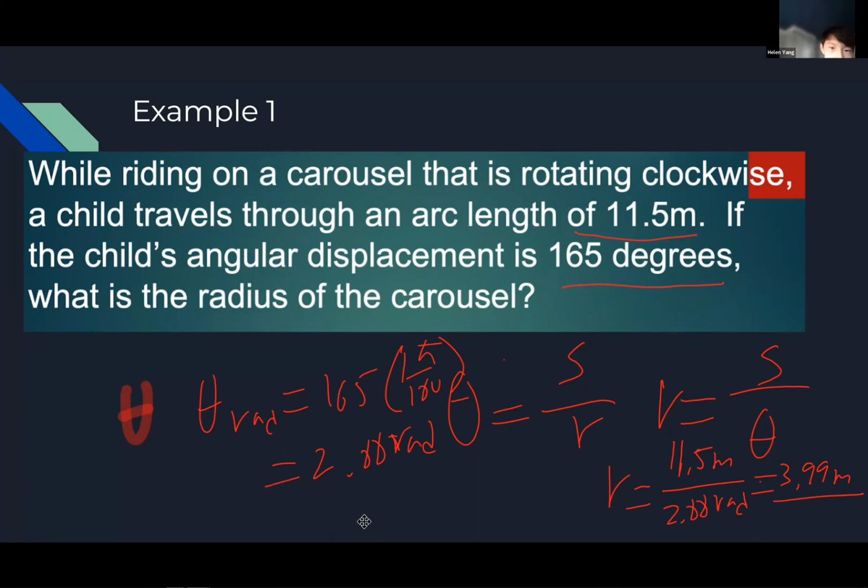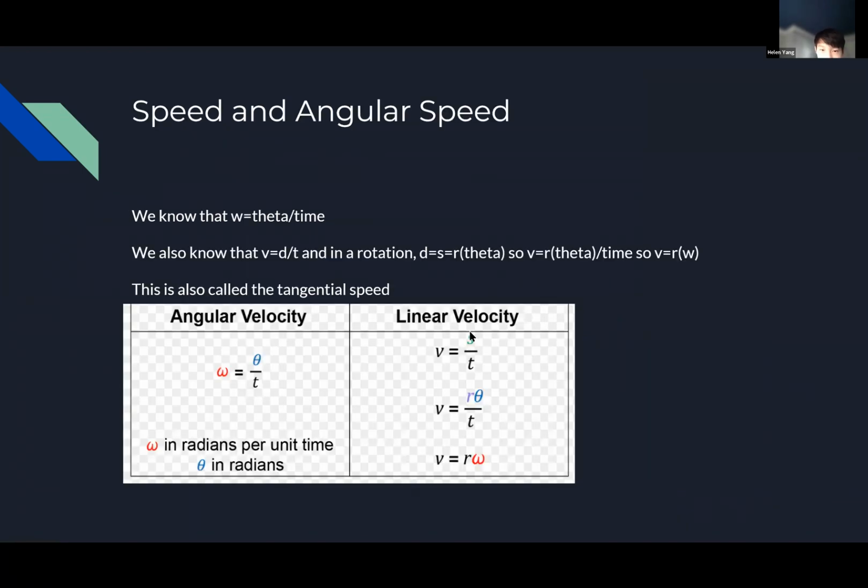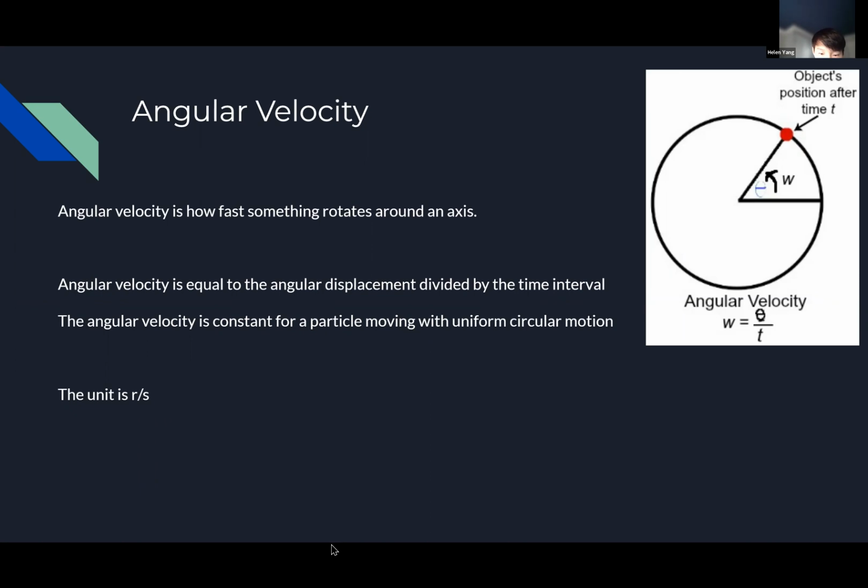Now I'll talk about angular velocity. Angular velocity is how fast something rotates around an axis. Angular velocity is equal to the angular displacement divided by the time interval. So in this picture, you see that this is the time from one position to another. So this is the change in time.